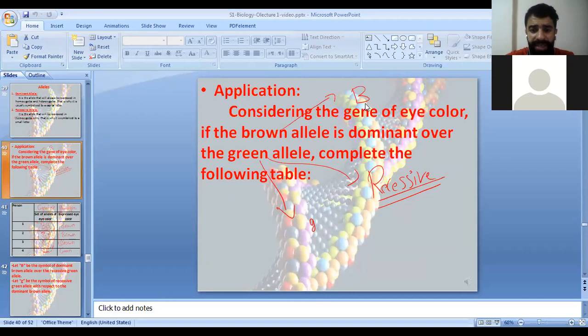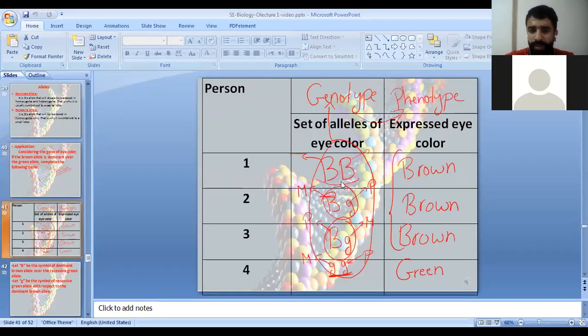And the green allele is recessive, symbolized by small g. So for genotype, maybe we have BB, BG, BG, and GG. Someone is going to ask me, for example, BG and BG, how do they differ? Maybe B from the maternal and G from the paternal, or B from the paternal and G from the maternal.